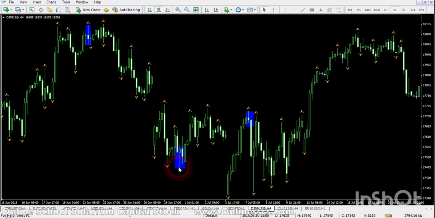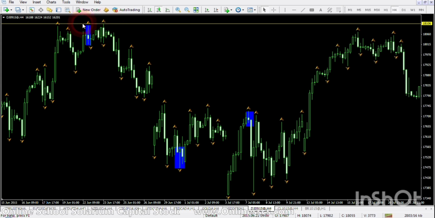Here, my price has gone up. The two shadows are longer than the body. And if it's on the bottom of the chart, the bottom shadow is longer. And if on the top, the top shadow is longer. Like here, it has happened. But the price has resisted.